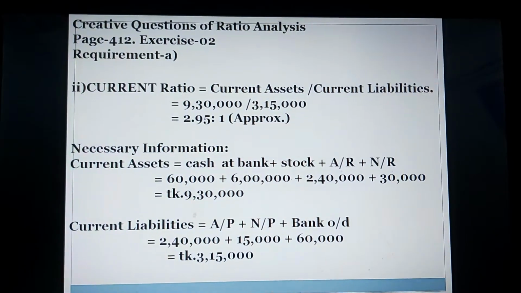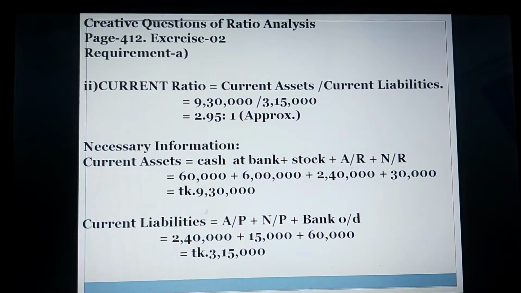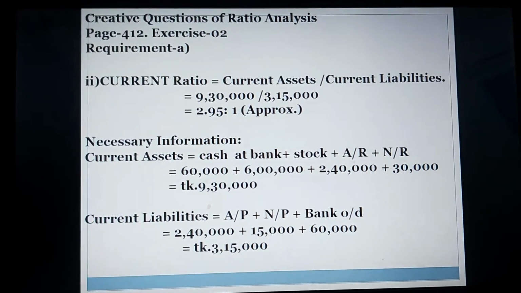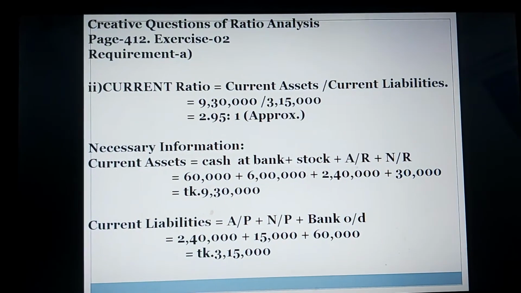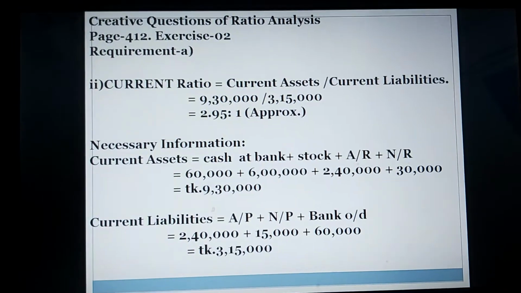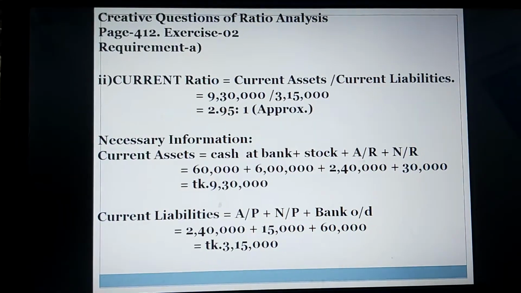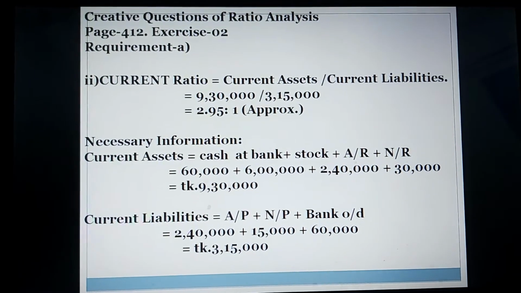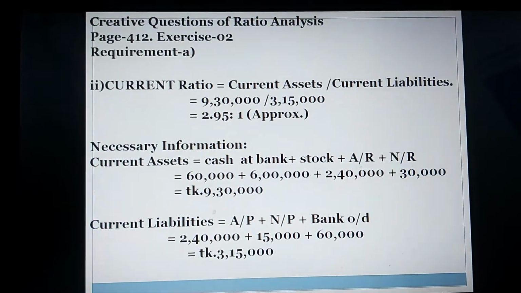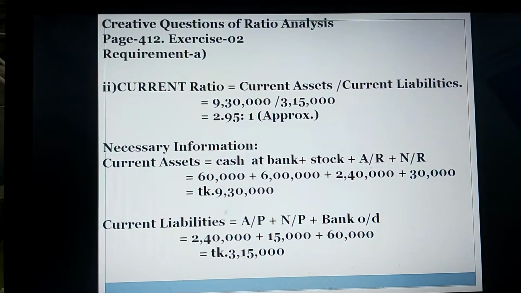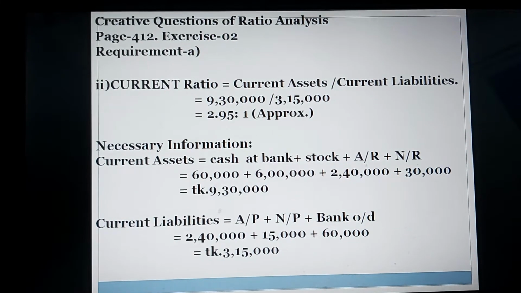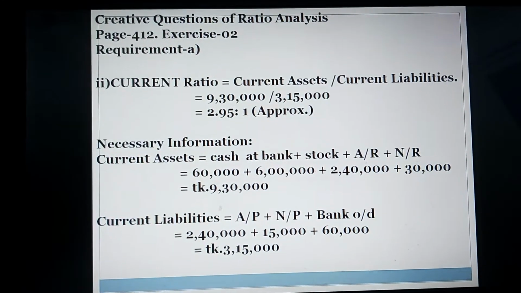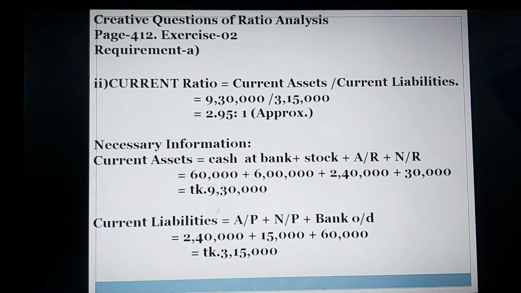Okay, another piece of information to be taken for calculation of current ratio: current liabilities. In this stem, 3 current liabilities are available. Number 1, accounts payable. Second, notes payable. Third, bank overdraft. Accounts payable taka 2,40,000, notes payable taka 15,000, bank overdraft taka 60,000. So the total amount of current liabilities is taka 3,15,000.